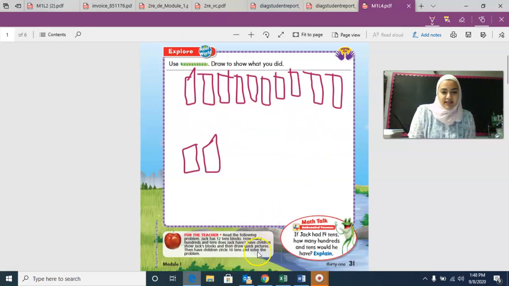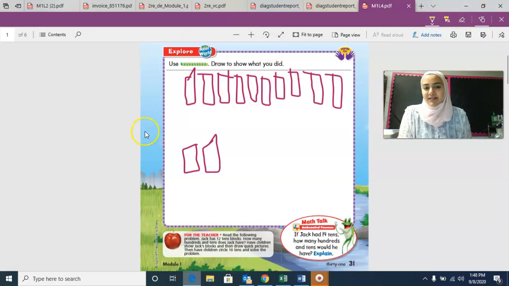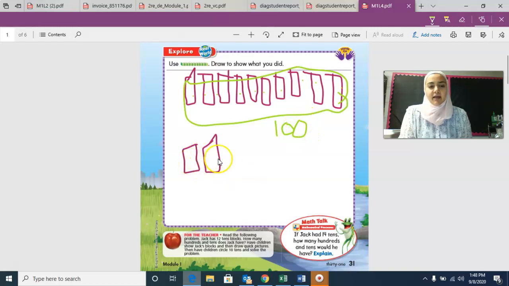So the question is, how many hundreds does he have? Well, he has 12 tens blocks. We're going to group how many of those tens blocks to make 100? We're going to group 10 of those, right? So we have 1, 2, 3, 4, 5, 6, 7, 8, 9, 10. I'm going to put those in a big fat circle because that's the same as what? 100. 10 tens is the same as 100. And then we have how many more tens blocks left? We have 2 little tens blocks left. So that's 10 and 10, which makes 20.